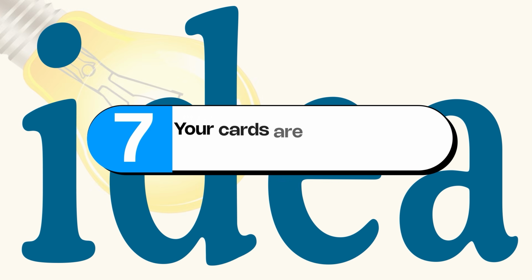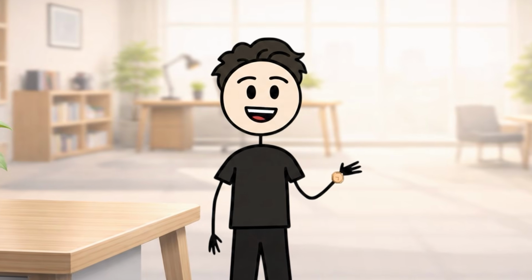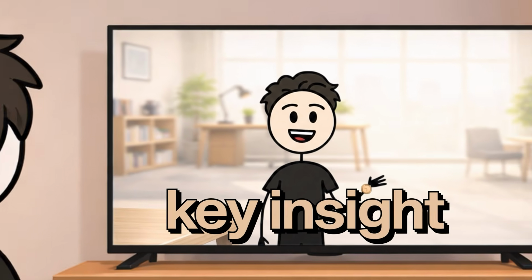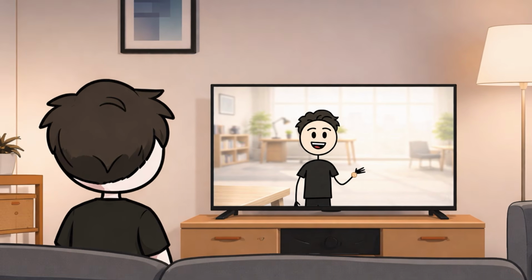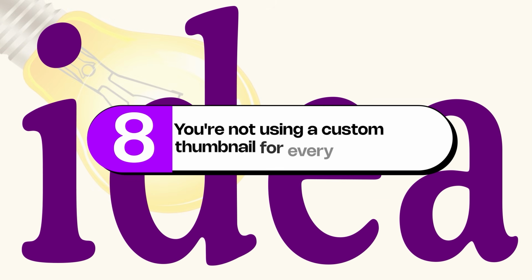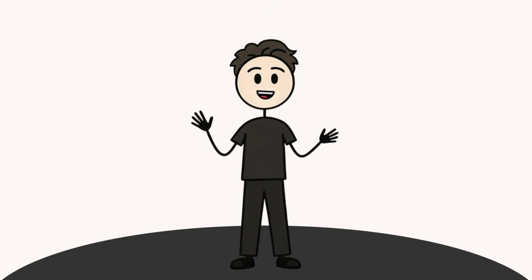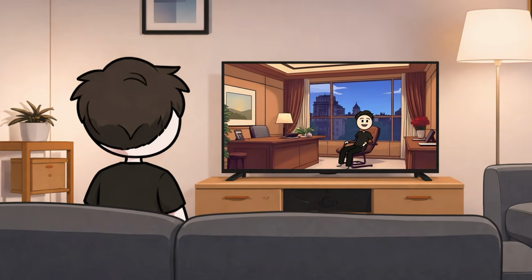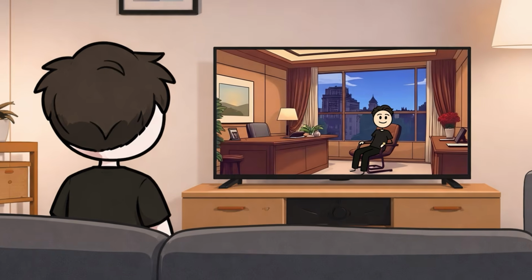Number 7, your cards are placed randomly. Cards perform best when placed at moments of high viewer intent, usually right after you've delivered a key insight or made a promise about something coming later. Don't just drop them at the 2-minute mark out of habit. Number 8, you're not using a custom thumbnail for every video. Default thumbnails get almost no clicks. Custom thumbnails are one of the highest leverage things you can control. If you're skipping this on any video, you're leaving views on the table.